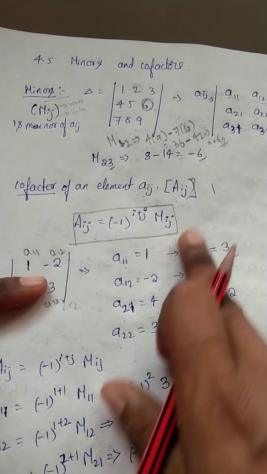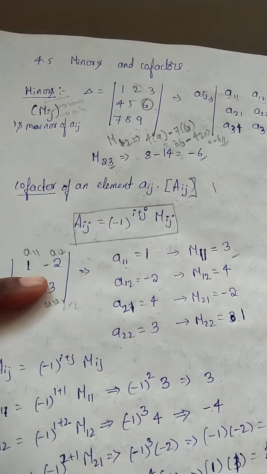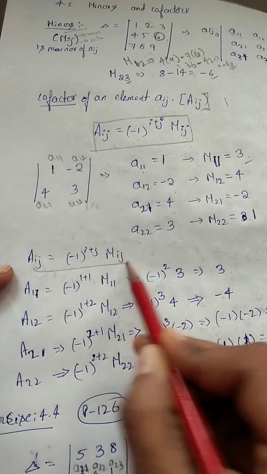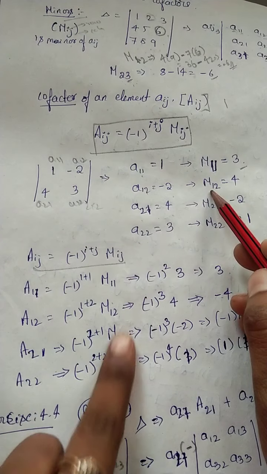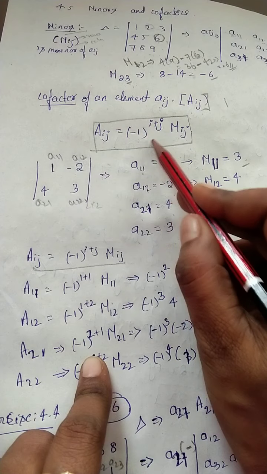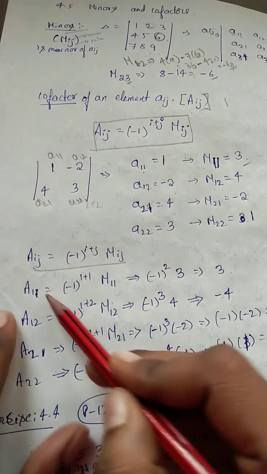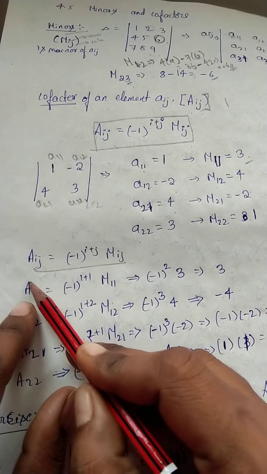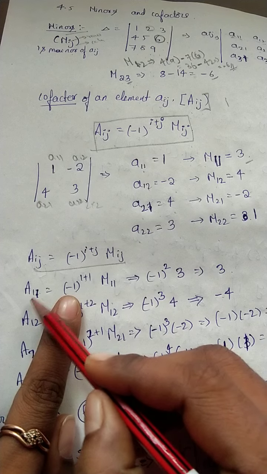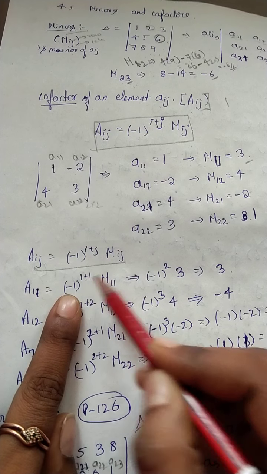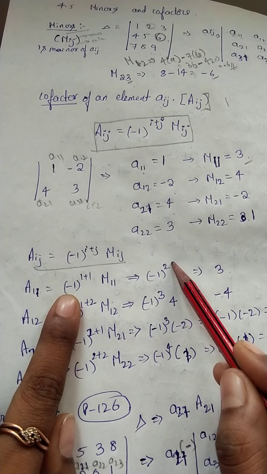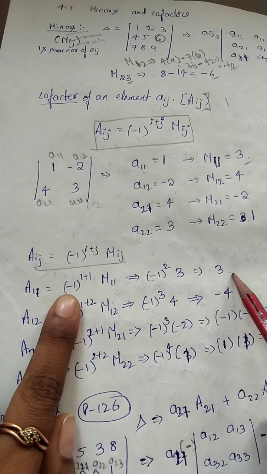Now we have to use this to find the cofactors. How to calculate? See here, this is our formula. We have calculated M11, M12, M21 and M22. Now the formula is minus 1 to the power i plus j. So A11 we have to find first. A11 is equal to minus 1 to the power 1 plus 1, that is 2. M11 is 3. So minus 1 squared is positive 1, and 1 into 3 is 3.